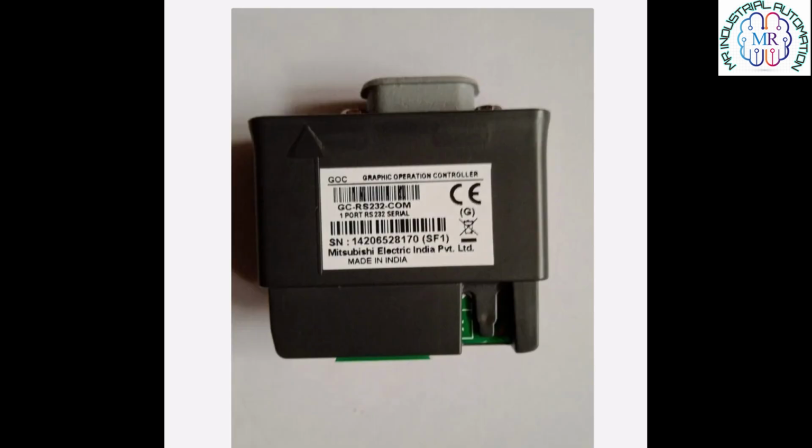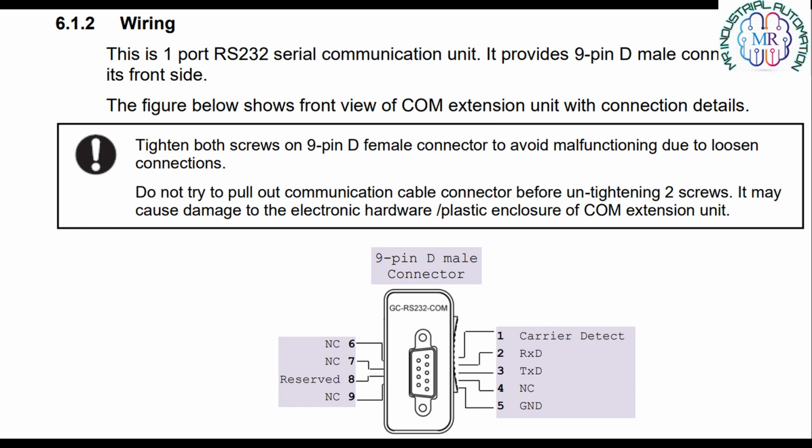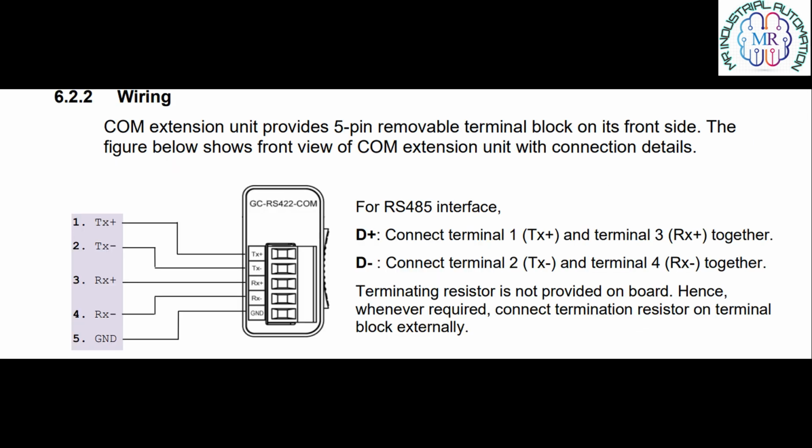We can attach two types of extension unit. RS232 serial communication extension unit, that is a 9-pin D-male connector, and the model number is GOC COM external port RS232 serial. Also you can attach RS485 serial, 9-pin removable terminal block, model number is GC422 COM, GOC COM external port RS422/485 serial. Now we will see how to do communication over Ethernet.